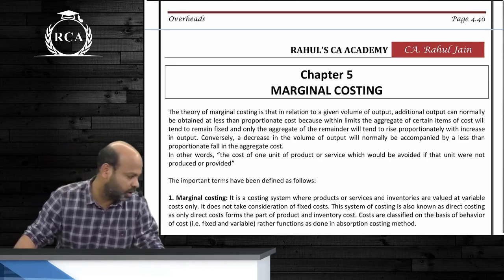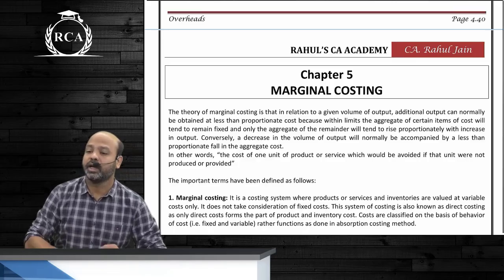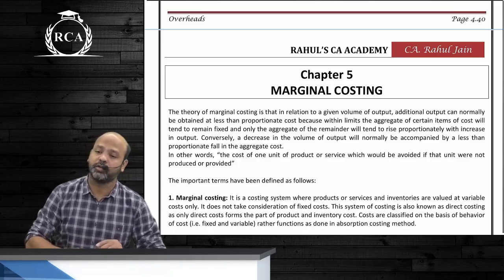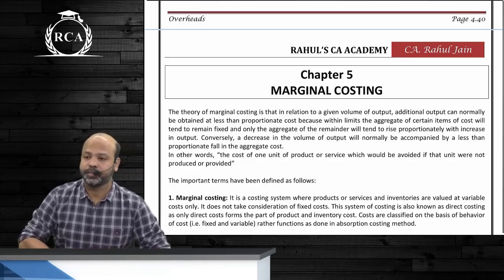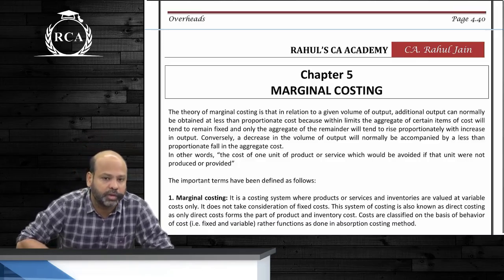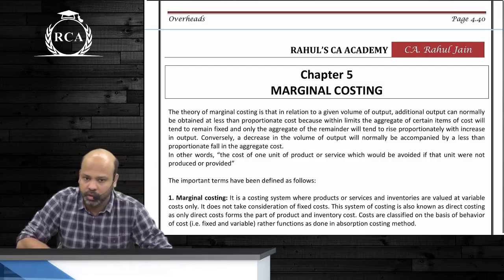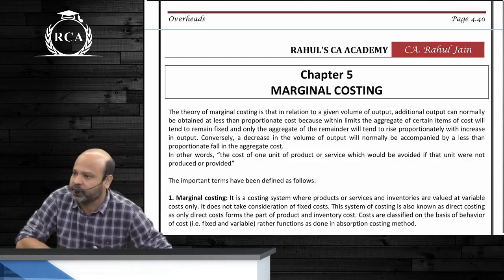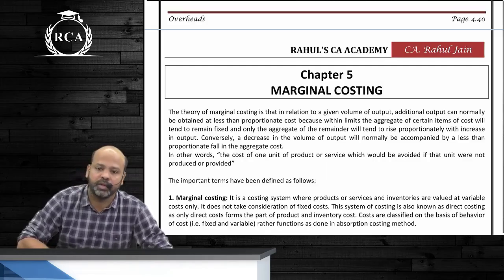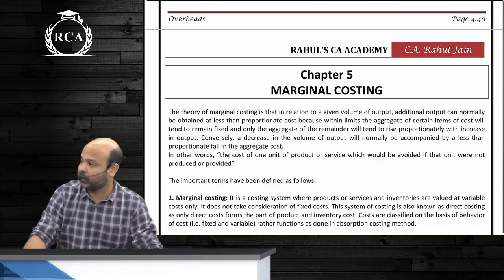But are we all clear about the definition of marginal costing and absorption costing first? Yes or no? So as per marginal costing, what are we supposed to include? Only variable manufacturing expenses will be included in the valuation of inventory. As per absorption costing, we will include both variable and fixed manufacturing expenses in the valuation of inventories. Any doubt in this part?